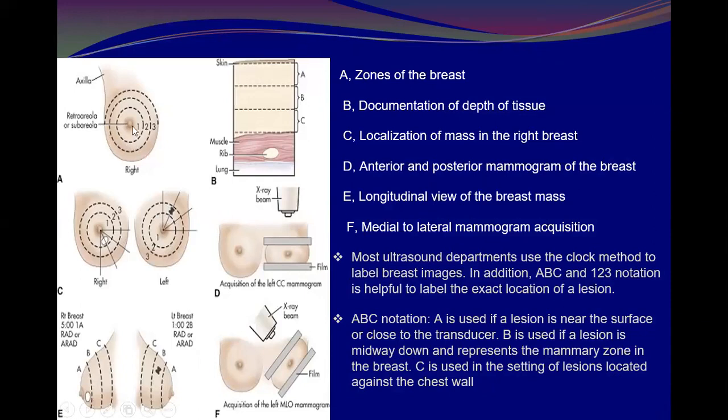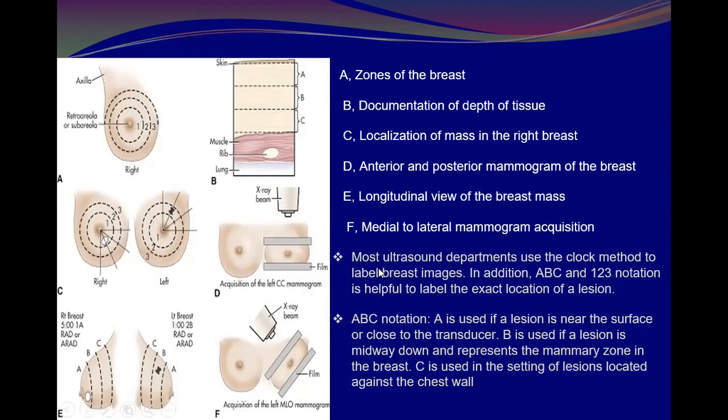Here we can just have an idea with these illustrations. These are the 3 zones, and this shows the depths of the lesions, also the depths by zones. Zone A is anterior, B is middle, C is posterior. Posterior is close to the chest wall, and so on. So also we can describe the lesion as on mammography, by these zones, which more or less correspond to the zones on mammography.